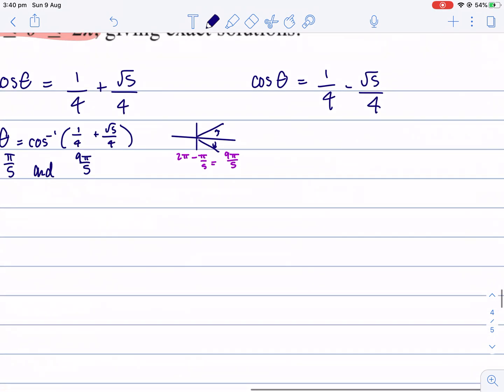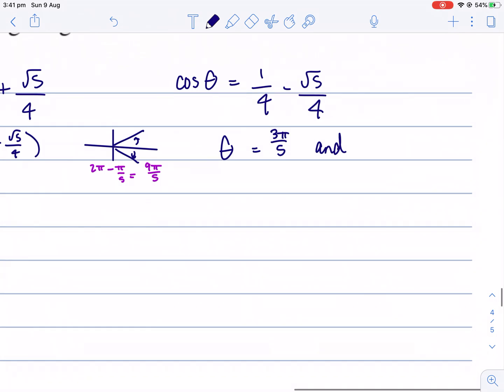For the other one, let's see if it comes out nicely again. So arc cos 1/4 take root 5 on 4. Divide the answer by pi. Yes. So this time I've got 3 pi on 5. And now 3 pi on 5, this, when you chuck it in your calculator, it's negative, isn't it? So 3 pi on 5 is over here.